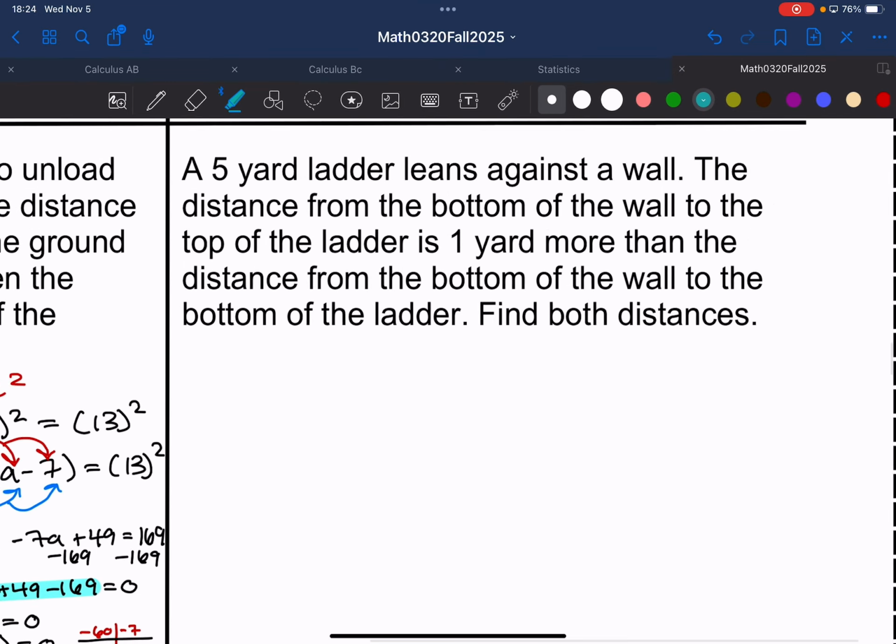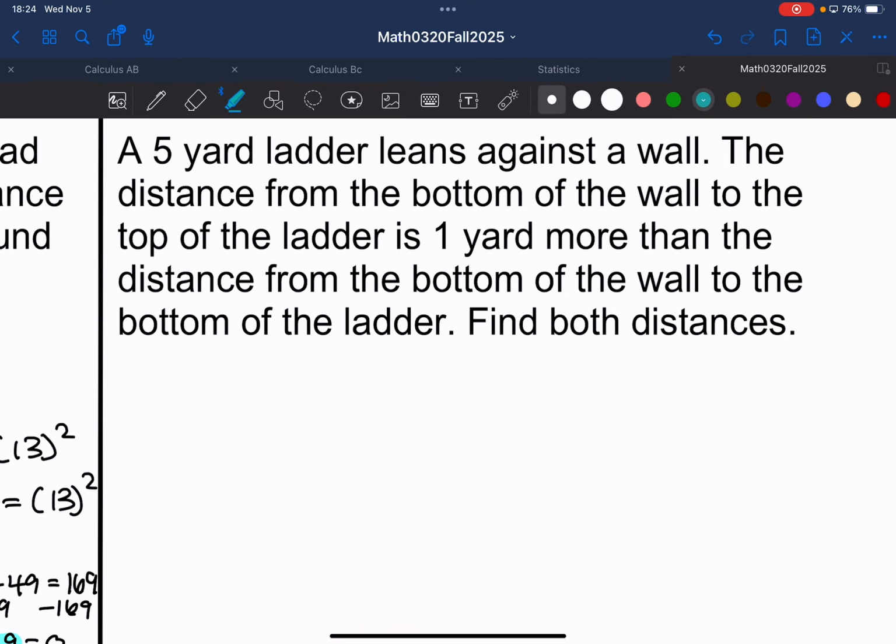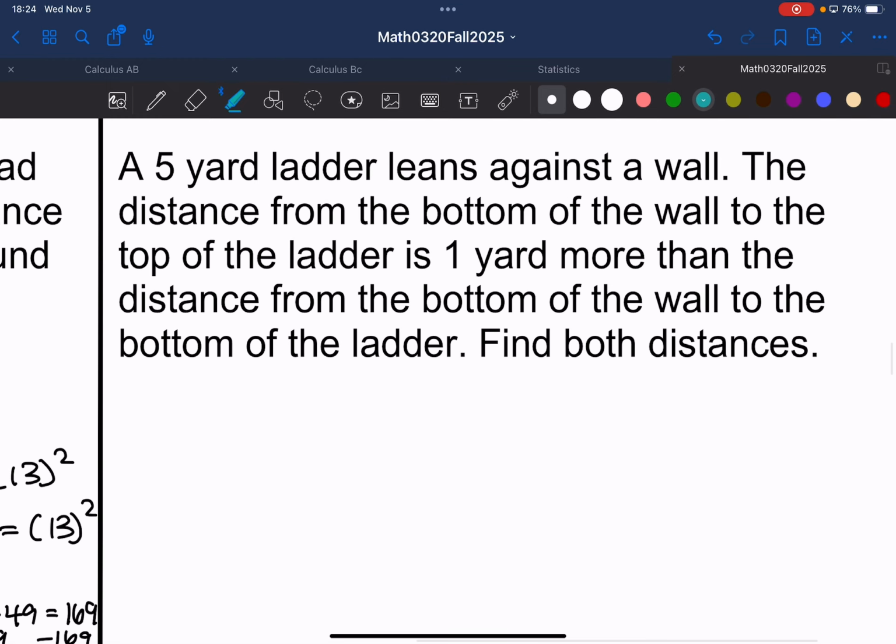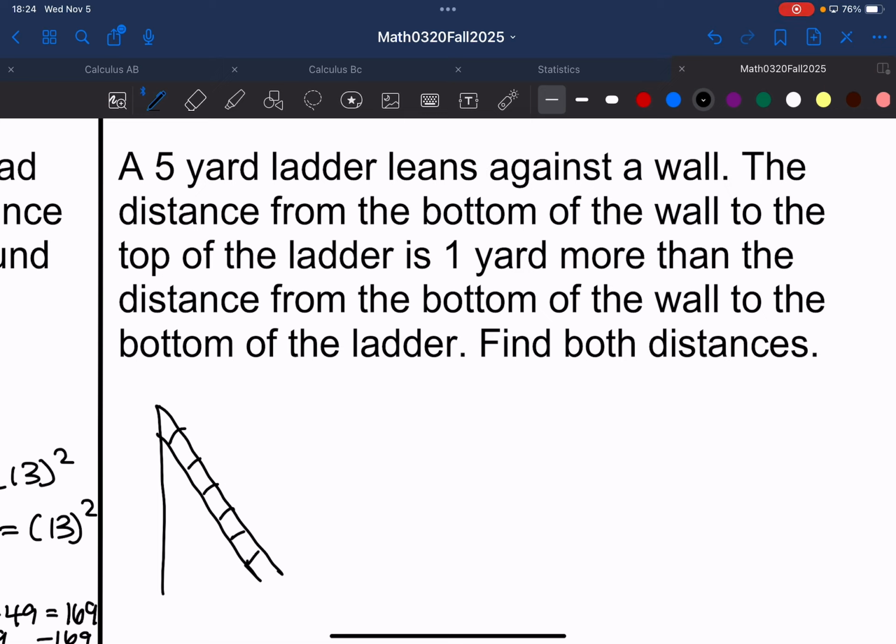Okay. Do you want to try this one on your own or do it together? Together. Okay, so same concept. It says we have a 5-yard ladder that's leaning against a wall. So let's draw a picture. Okay, here's our wall. Here's our ladder. The ladder is 5 yards. Okay, that's a long ladder. The distance from the bottom of the wall to the top of the ladder is 1 yard more than the distance from the bottom of the wall to the bottom of the ladder.